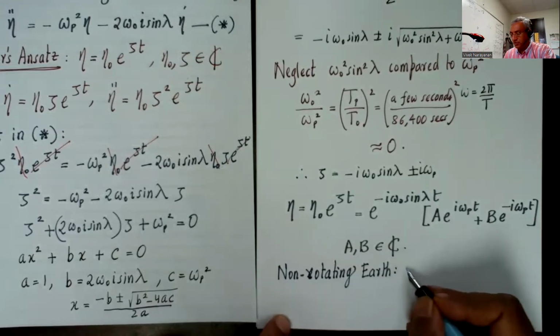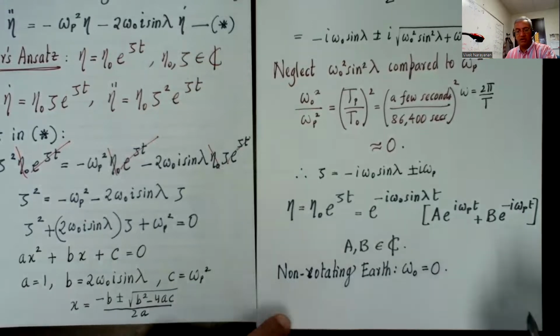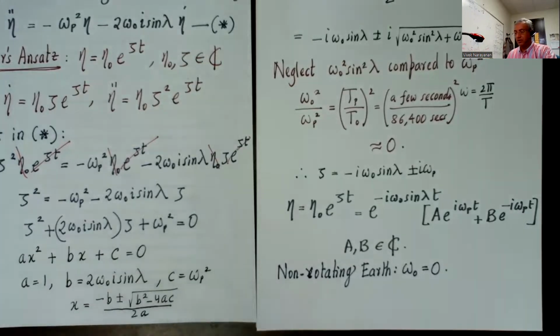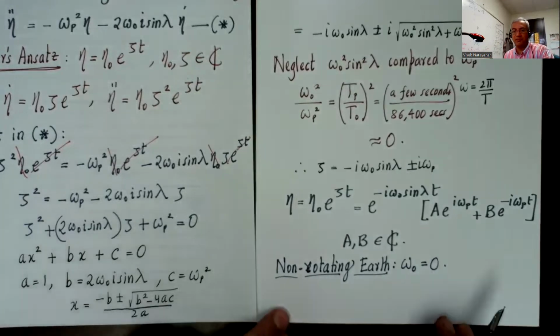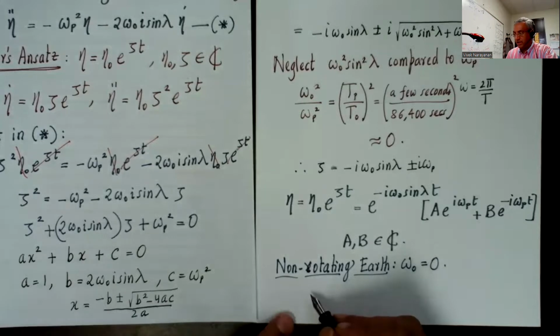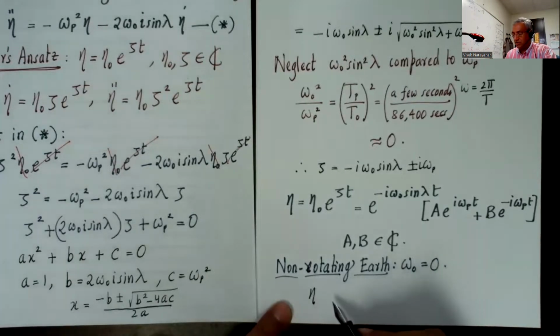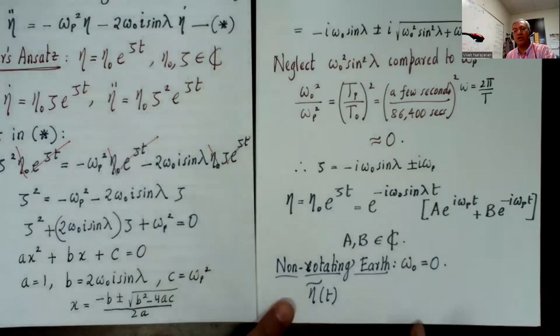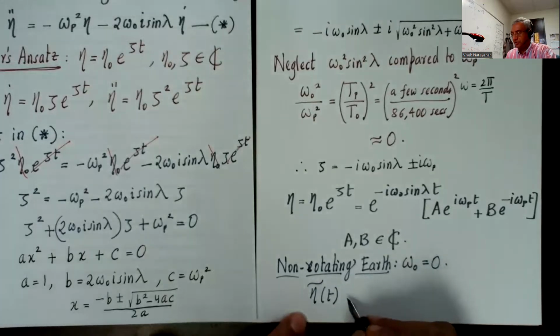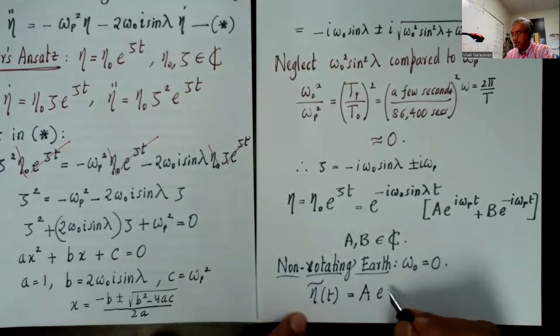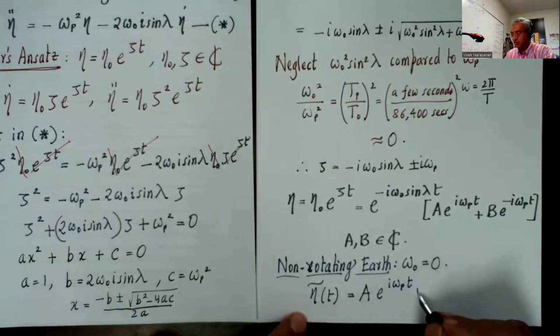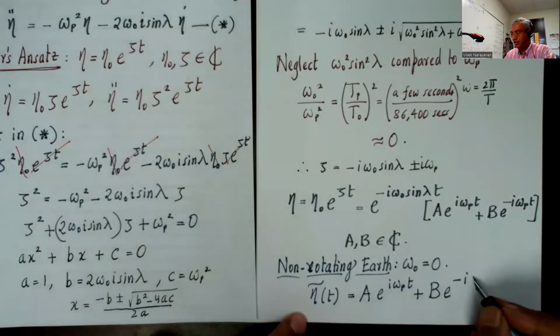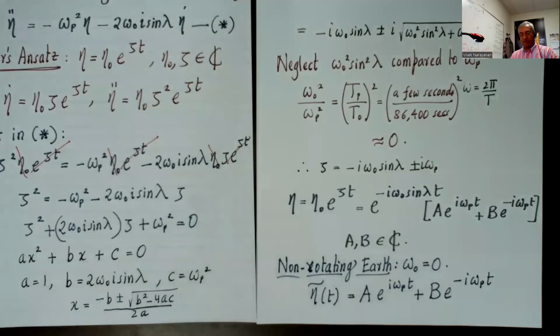In other words, the omega naught is 0. Omega naught is what tracks the Earth's velocity. Omega p is the pendulum's angular frequency. If omega naught is 0, then I get eta. That part becomes 0. So I get eta of t. This non-rotating Earth solution I'll call by the tilde symbol. Eta tilde t is just going to be a e to the i omega p t plus b e to the minus i omega p t. So that's exactly what you expect of simple harmonic oscillations. You get a mixture of sines and cosines.